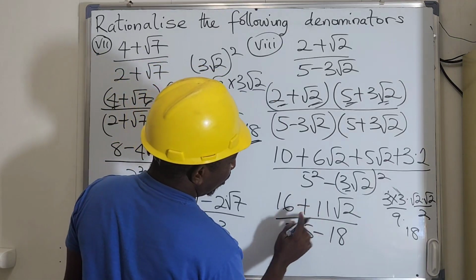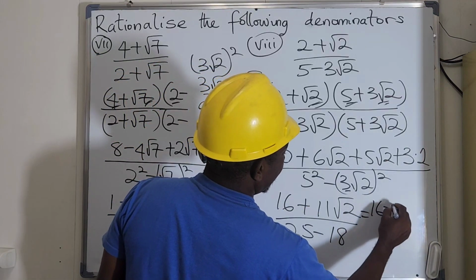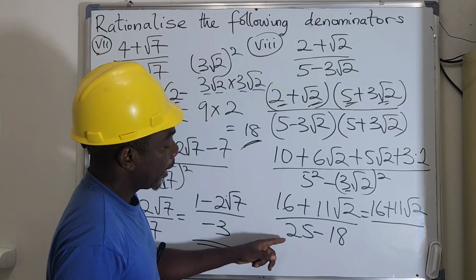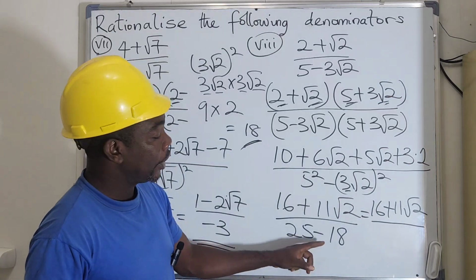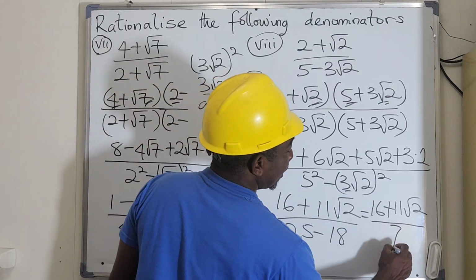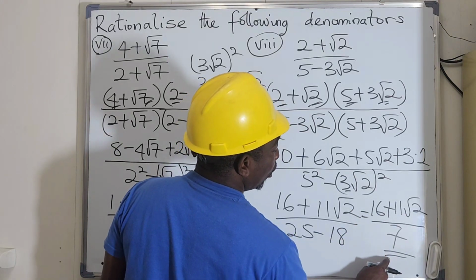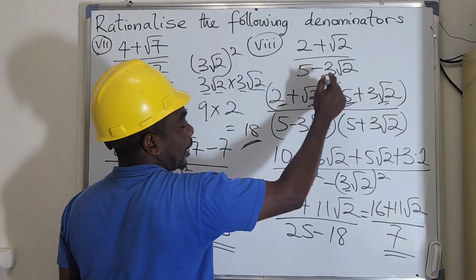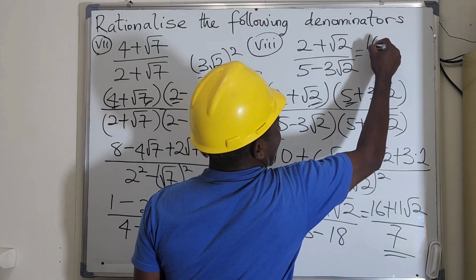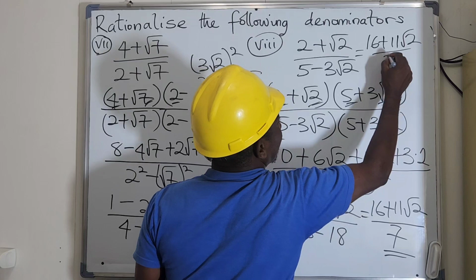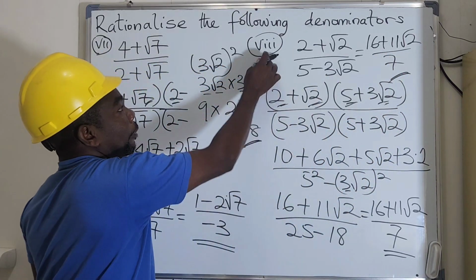So here will become 16 plus 11 root 2 all over 25 minus 18, which will give us 7. So it becomes 16 plus 11 root 2 all over 7. So this is the answer of what we have. 16 plus 11 root 2 all over 7. So that is what we have for number 8.